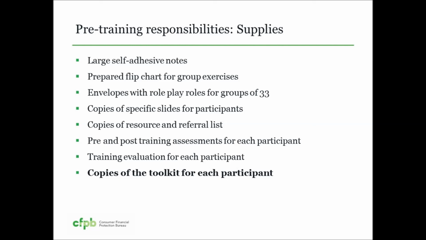One item I want to make note of is ordering the Your Money, Your Goals toolkits for participants. Go to the CFPB's Your Money, Your Goals webpage and click on the link to order toolkits for the training. It can take up to 4 weeks to receive the toolkits, so this should be done as soon as possible.